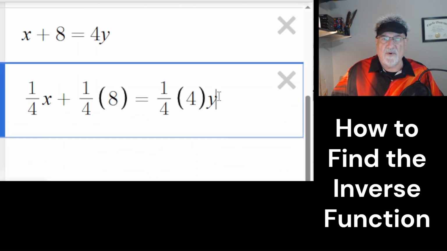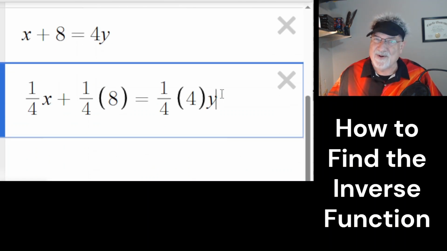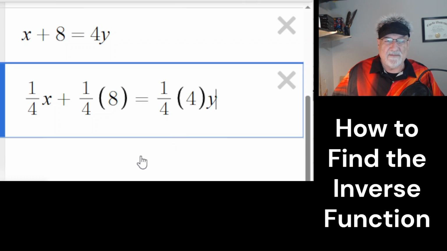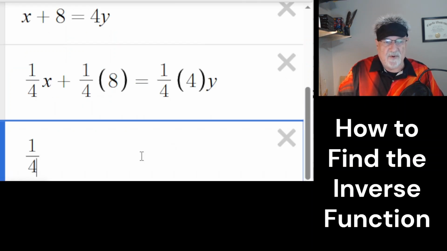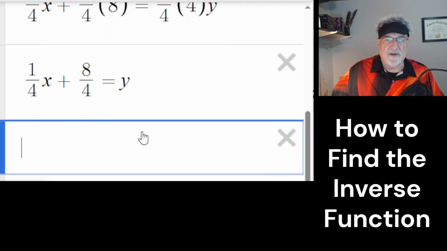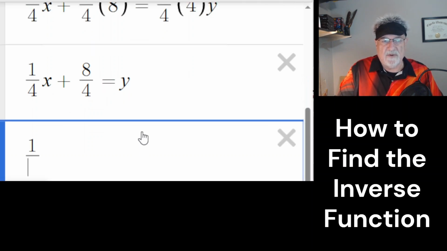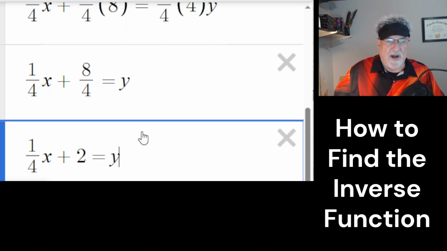And so 1/4 times 4 is 1. We're not going to write it anymore. 1 times y is just y. So what we wind up with is 1/4 x plus 8 over 4 is equal to y. And then 8 over 4 is 2. 2 times 4 is 8. So we have 1/4 x plus 2 equals y.